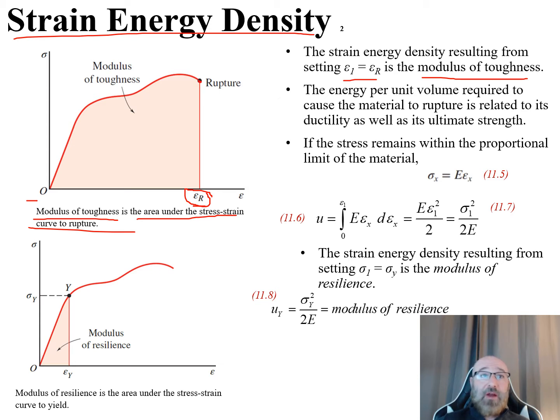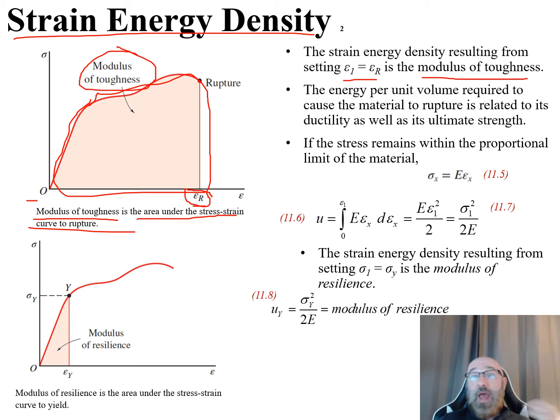And we can see that area, the shaded area here, we've denoted on this chart as our modulus of toughness, so that area under that curve. So now the energy per unit volume required to cause the material to rupture is going to be related to its ductility as well as its ultimate strength, which is information that we can get from our stress strain curve.